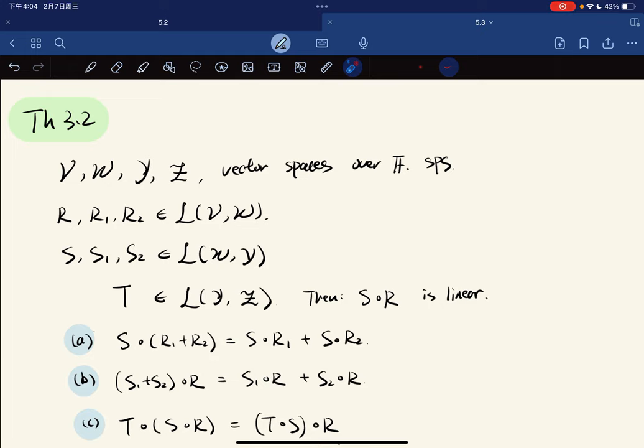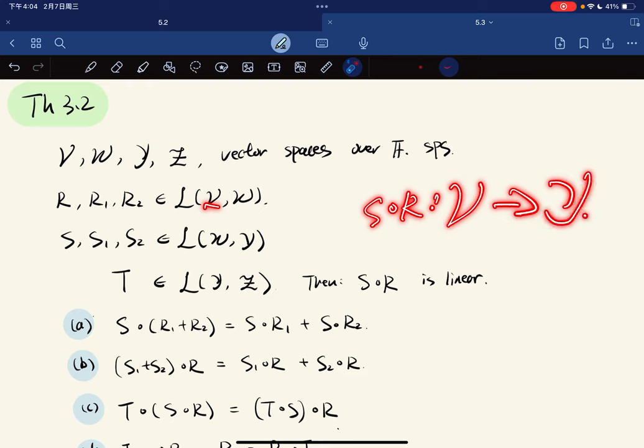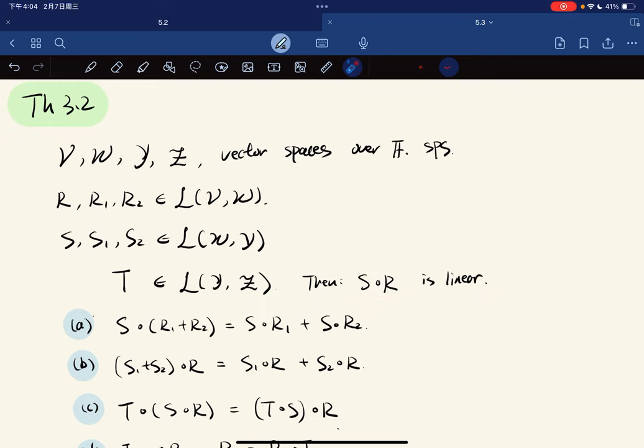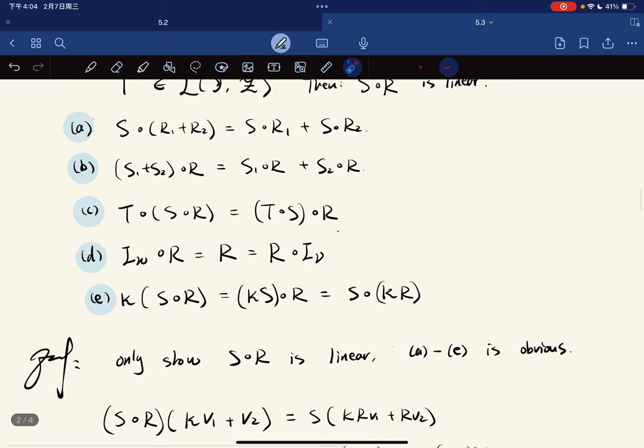Define composition as functions. If V, W, Y, Z are vector spaces over a common field F, and suppose R and S are linear maps as in the settings, then the composition of S and R is linear. S of R takes V to Y. It's linear, and we also have five properties. They're really easy to verify, so I just skipped them. We only show that it is linear.